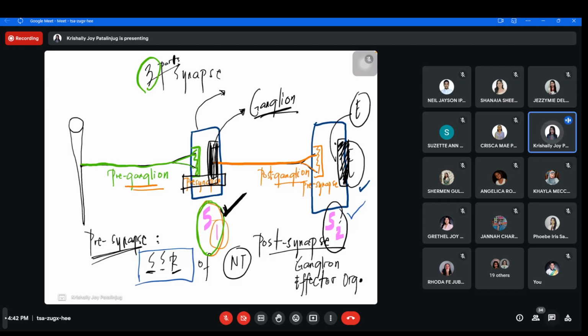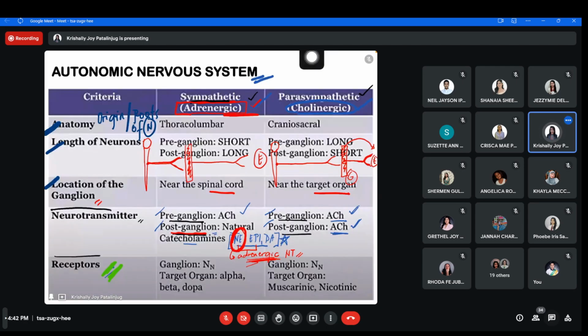Effector organ. Kaya, kung titingnan nyo dyan sa table, balikan natin yung table. We have the ganglion and then the target organ. Yun yung mga postsynapses. Bakit? Yan yung labeled kasi nandoon yung receptors. They are considered the postsynapses or the receiving neuron.